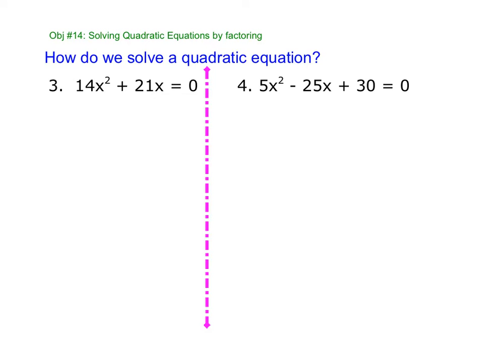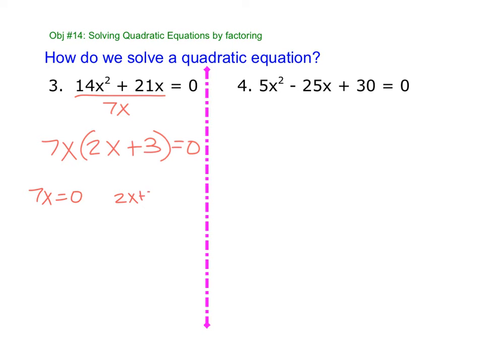All right. So, number 3. What kind of factoring is that? That is a GCF. This has a GCF of 7x. When I divide, I get 2x plus 3 in parentheses, 7x on the outside. So now I'm setting each of those equal to 0. 7x equals 0. 2x plus 3 equals 0. How do I solve 7x equals 0?